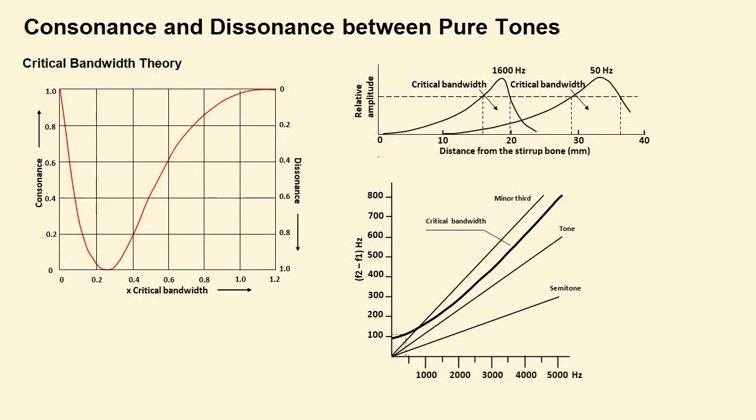This video deals with consonance and dissonance between pure tones whose waveforms have equal amplitude and phase. In the description of this video, a link is given to a Wikipedia article titled Consonance and Dissonance, which is a very good reference to how these concepts have evolved, their classification, and the different theories as to how they originate.